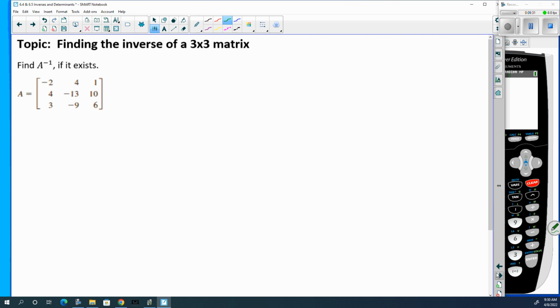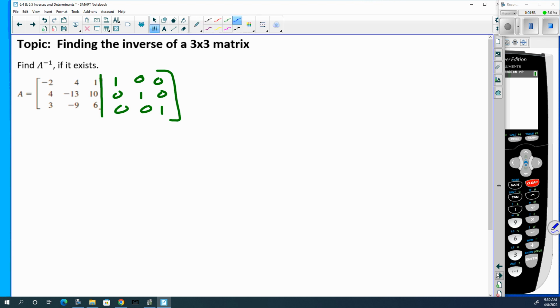Okay, so now if I needed to find the inverse matrix of a 3 by 3 matrix, I'll do what I did on the previous one. I'm going to draw a line right here. I'm going to put 1's down the main diagonal and 0's in all of the other spots. And now I'm going to do operations to change that first matrix into the identity matrix.